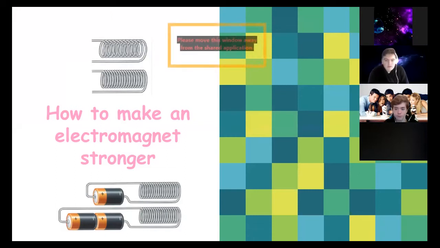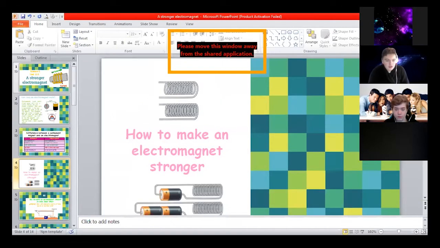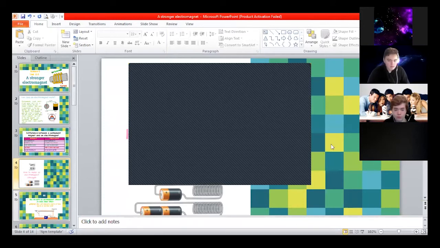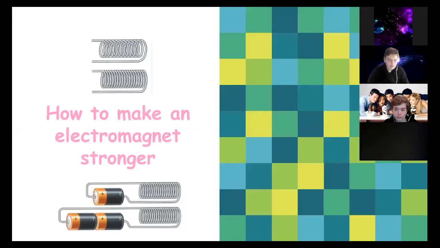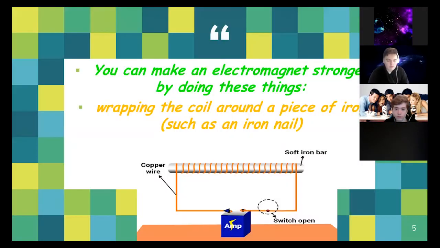Okay, so can you guess, according to the diagrams, what factors will affect the strength of an electromagnet? Number of turns and the amount of voltage, maybe? Good, number of turns. The first one should be the number of turns. And then the amount of voltage, or differently, we can define it as electric current. Okay, so let's see all the factors that affect the strength of an electromagnet.